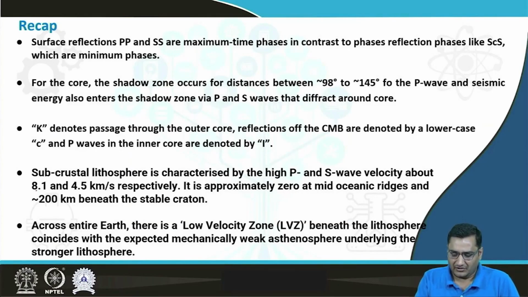And then we learnt about the various sections of the earth, that means the subcrustal lithosphere and asthenosphere, and we saw that the subcrustal lithosphere is characterized by high P and S wave velocities of about 8.1 and 4.5 km per second respectively. It is approximately 0 km thick at mid-oceanic ridges and around 200 km beneath the stable craton. Across the entire earth, there is a low velocity zone beneath the lithosphere that coincides with the expected mechanically weak asthenosphere underlying the stronger lithosphere.